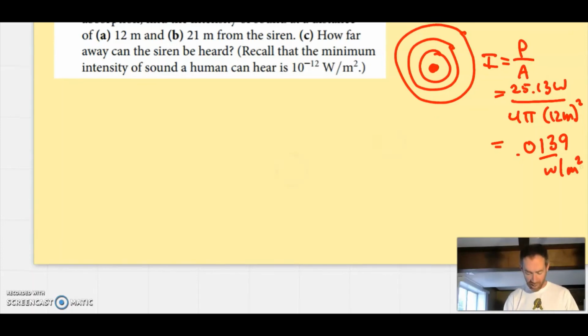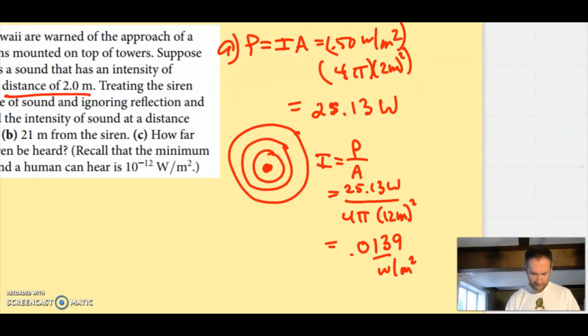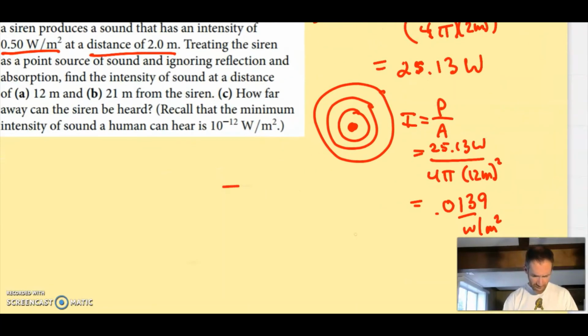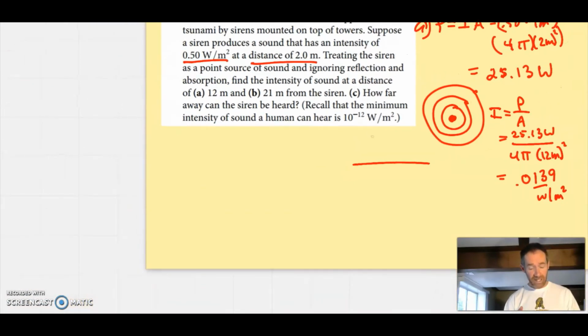Now, some people are going to look at that and say, wait a minute, you multiplied by 4 pi and now you're dividing by 4 pi. That was kind of a waste of time. And those people do have a point. So I'm going to do part B a different way. Now, you could do part B exactly the way I did part A if you wanted to.